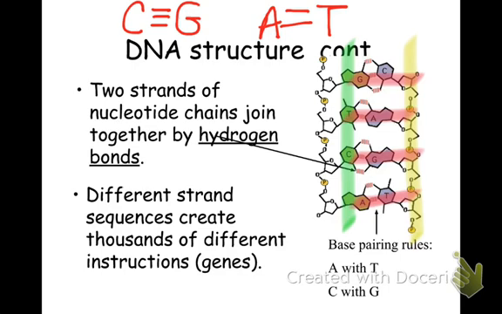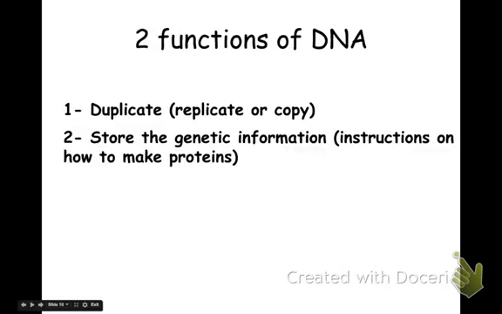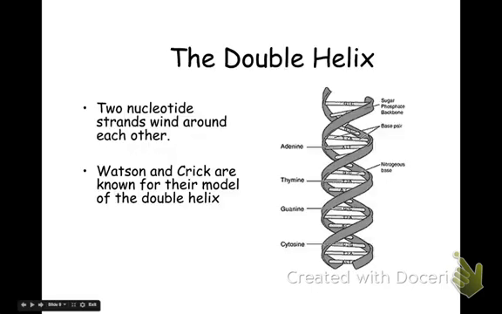The winding coil is called a double helix. So the shape of DNA is a double helix. Watson and Crick are known for this model.